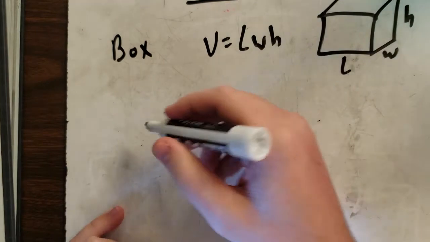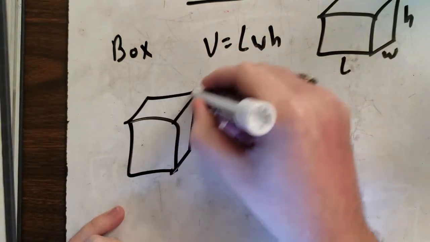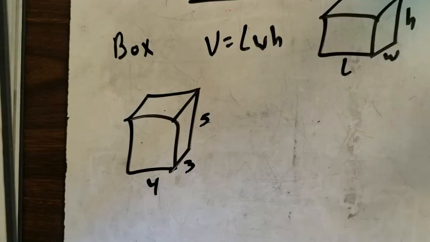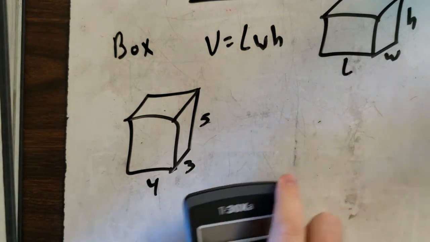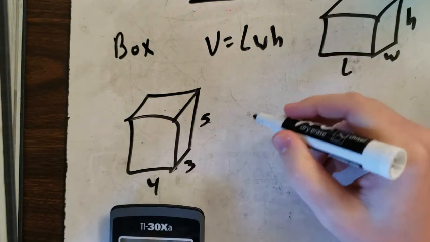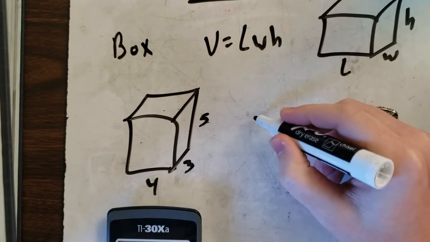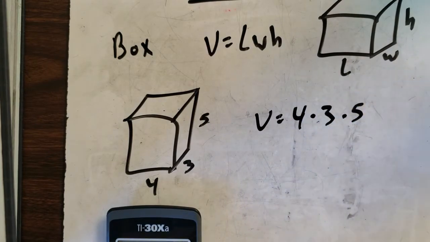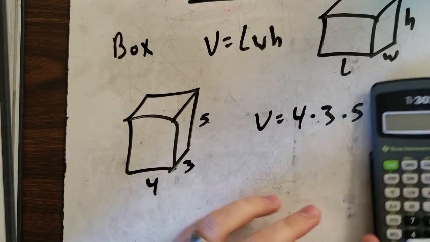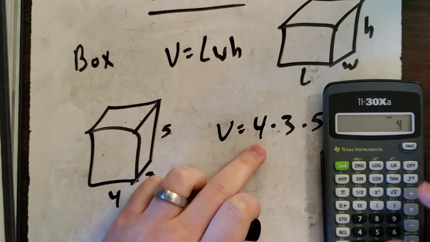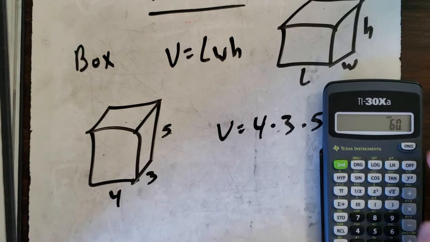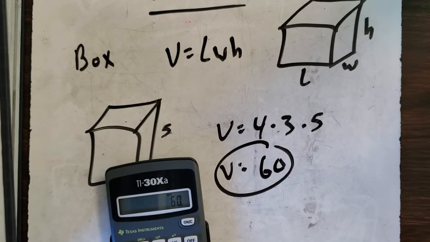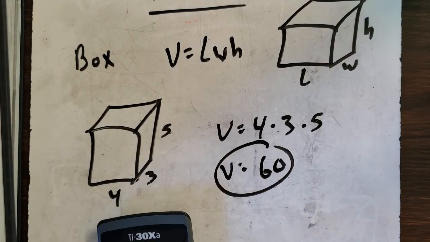So, for example, let's say we have a box, and we have 4, 3, and 5. All right. If we have 4, 3, and 5, all we're gonna do is set it up just like that. So, V equals 4 times 3 times 5. Okay. And if you want to use a calculator, you can do that. All you're going to do is 4 times 3 times 5, 60. So V equals 60. Okay, that's it. That's all you do. Multiply three sides. That's all you got to do.